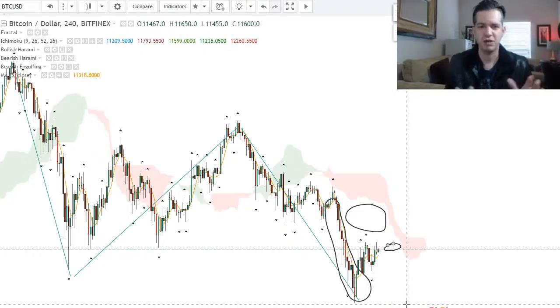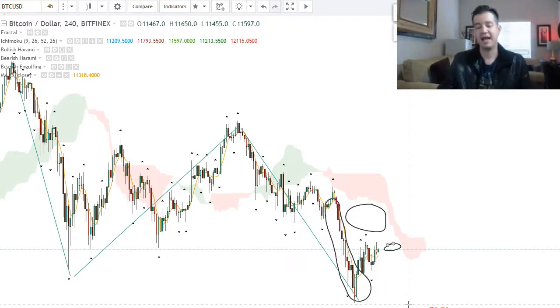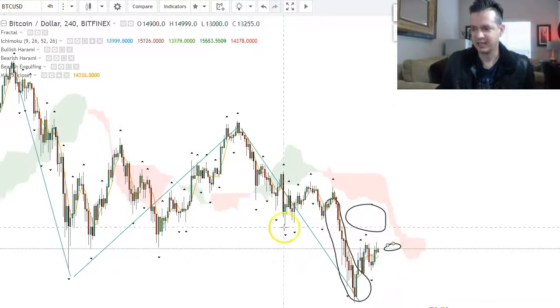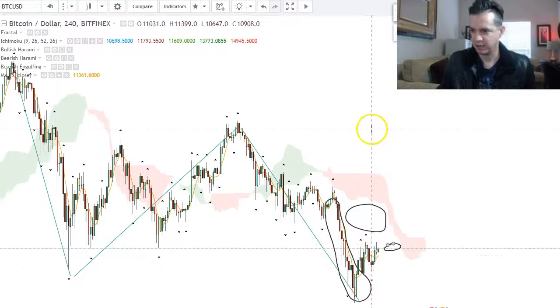Price will never just parabolically run in any direction forever. So it's always going to pull back to the cloud. It may not happen when we want it to, but it will, and that's what's been happening lately. So we do see a little bit of stabilization for now.